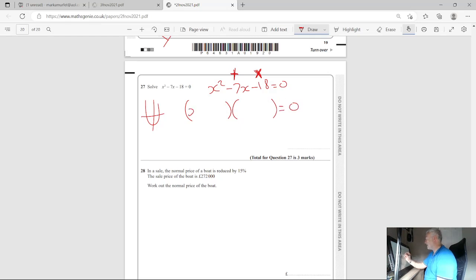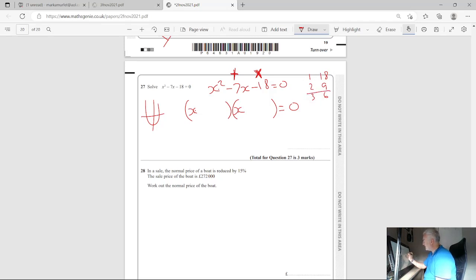The only way, as soon as we see this and it says solve, we know it equals 0, and we know that it's got to be 2 brackets starting off with an x. X times x gives me x squared. So what two numbers will times together to make 18 and add together to make -7? So I've got 1 and 18, I've got 2 and 9, I've got 3 and 6, and that's all of my factors.